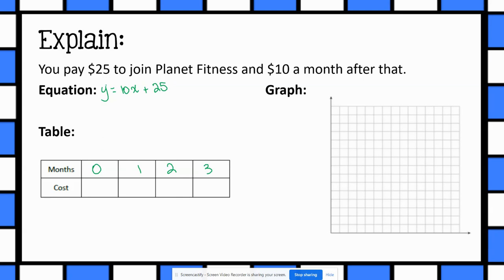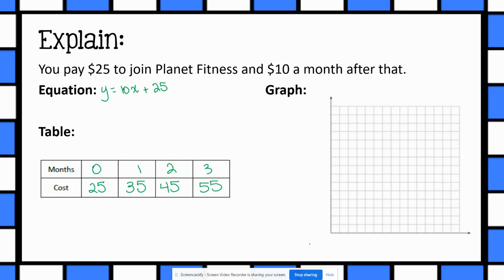at 0 months, I would plug in 0 for X. So I would do 10 times 0, which is 0, and then plus 25. Well, that would give me $25 because even after 0 months, I still had to pay the joining fee of $25. For 1 month, I would do 10 times 1, which is 10, and then plus 25, which would give us 35. For 2 months, I would do 10 times 2, which is 20, and then plus 25 gives us 45.